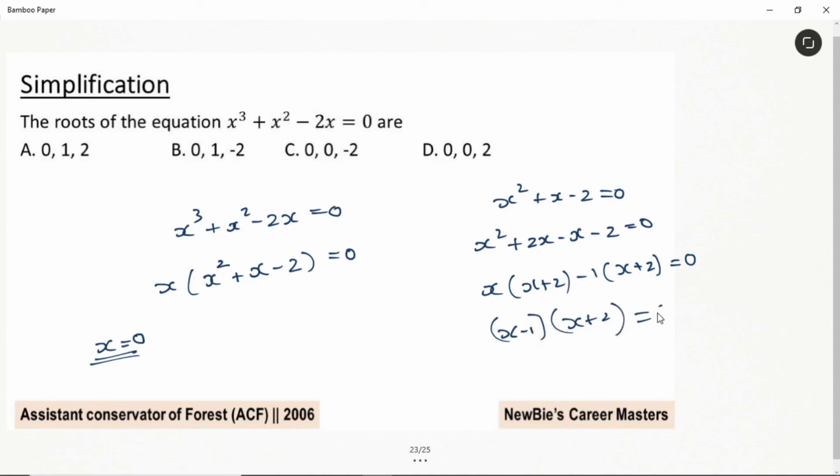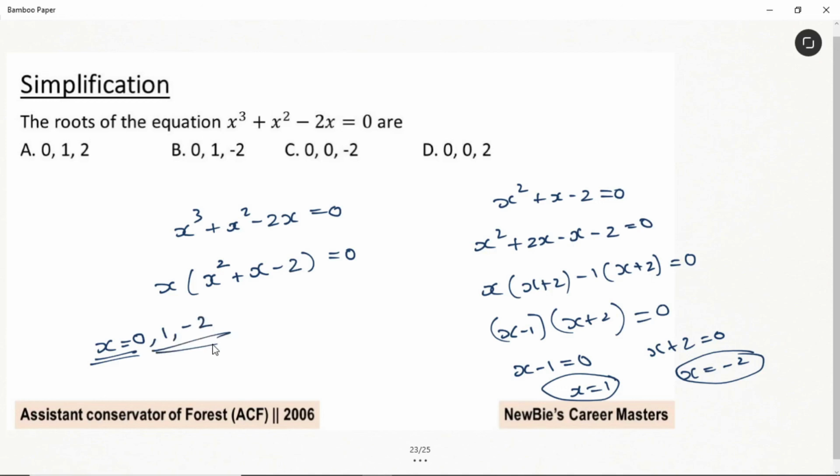Then x plus 2 is equal to 0. Now we get two values for x, that is x minus 1 is equal to 0, x plus 2 is equal to 0. Then the values are x is equal to 1, x is equal to minus 2. Correct. x is equal to 0, x is equal to 1, x is equal to minus 2. These are the three possible values for x, correct? So the option is B. Simple question. I hope you understood. Just I have used quadratic equation.